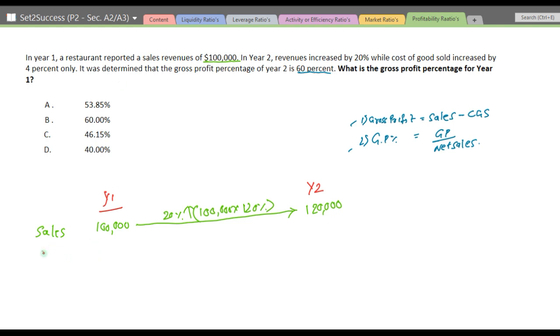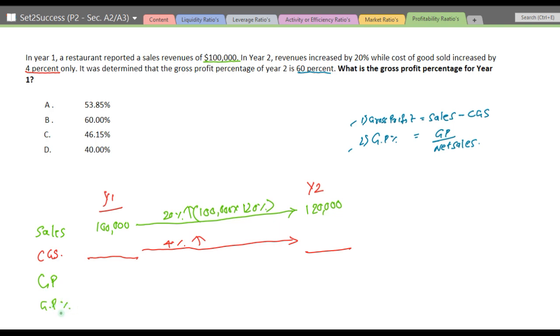Now we have CGS. The CGS for year 1 is not given, CGS for year 2 is not given, but the increase is given: from year 1 to year 2 CGS has increased by 4%. Now we have GP and we have GP percentage.